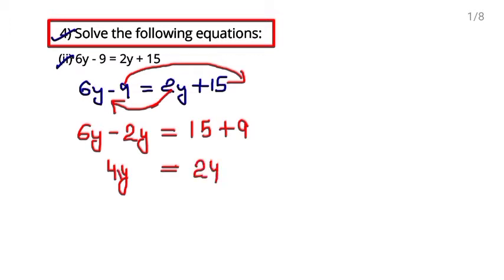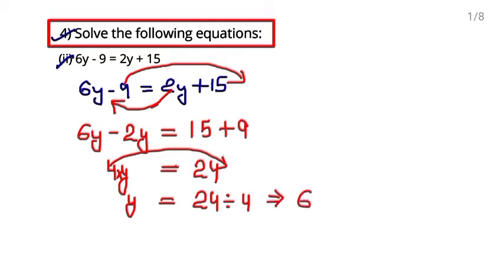4y means 4 multiply y. Right? We want to find the value of y now. So leave it alone. Move this 4 to the other side. 4 was in multiplication. After moving to the other side, this will be in division. 24 divided by 4. 4 sixes are 24. So the value of y is 6.